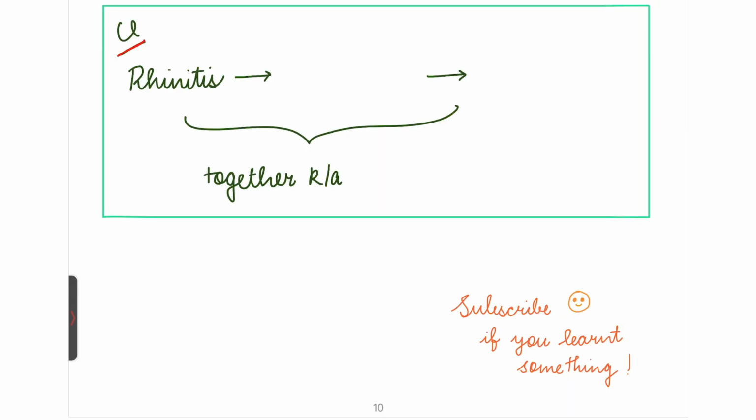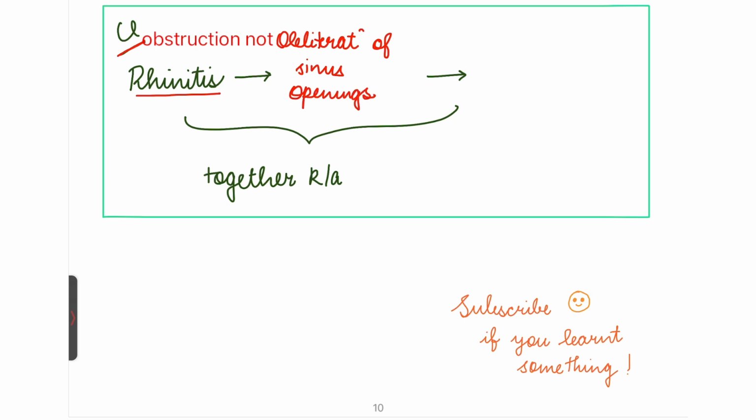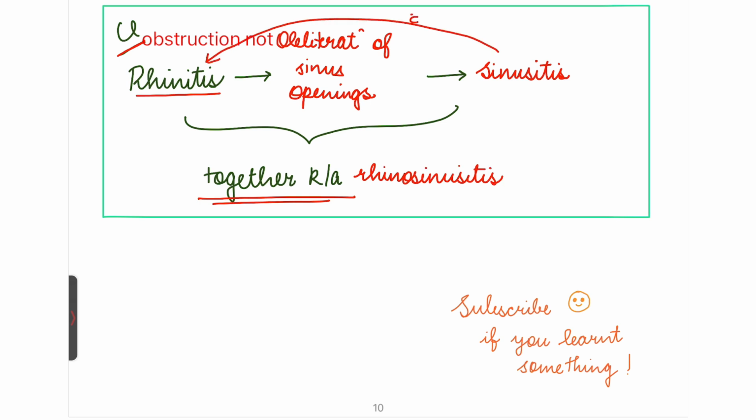The clinical significance of rhinitis is that rhinitis or any nasal infection will cause edema of the nasal cavity and hypersecretion of mucus will occur. Because of this mucus, obliteration of sinus openings will occur. Or this infection can directly spread into the sinus, which can lead to sinusitis. And together, when these two occur, they are called rhinosinusitis. And sinusitis almost always occurs with rhinitis.